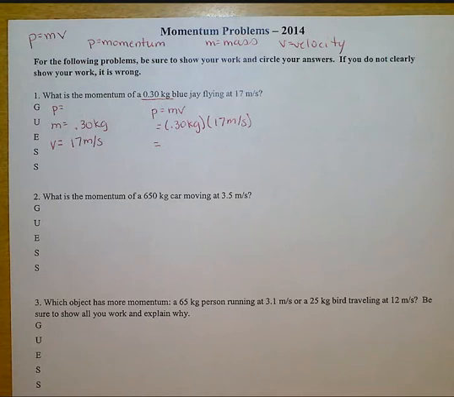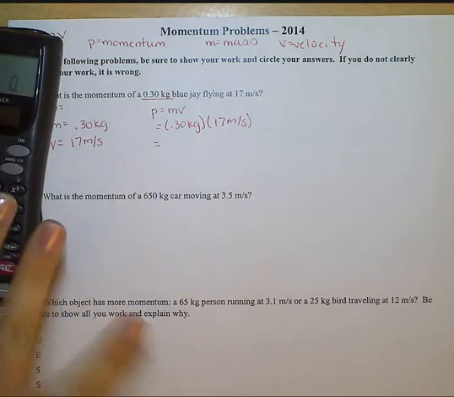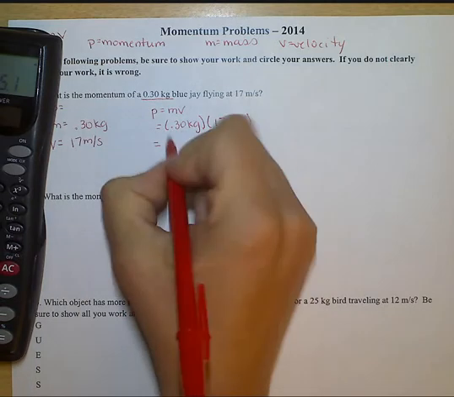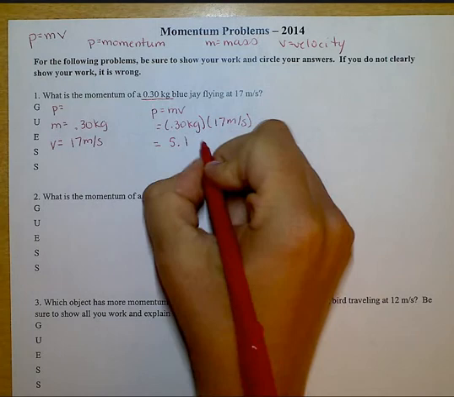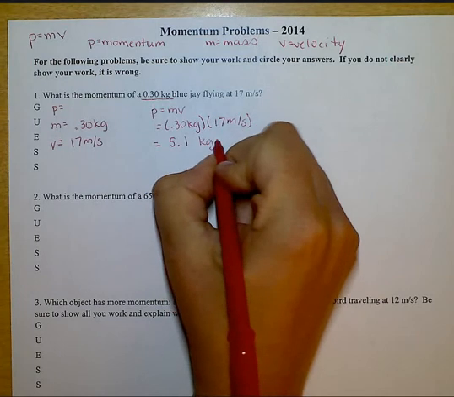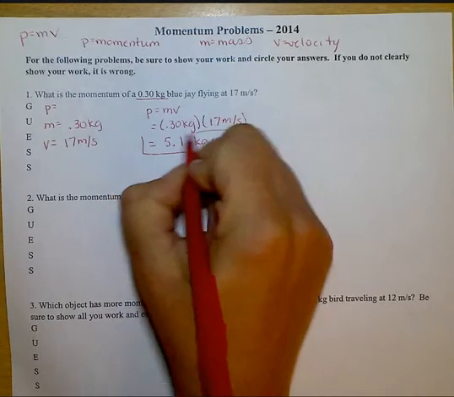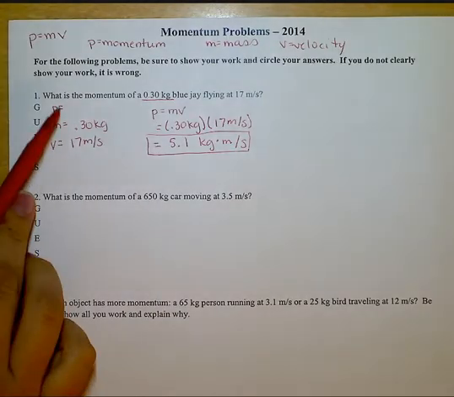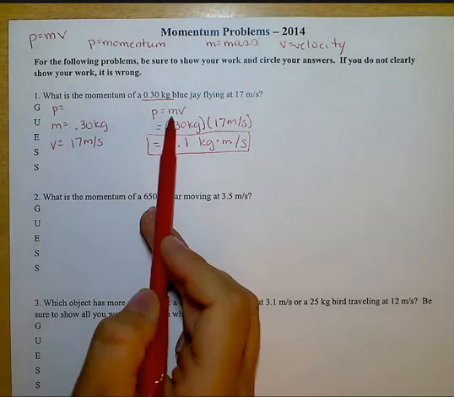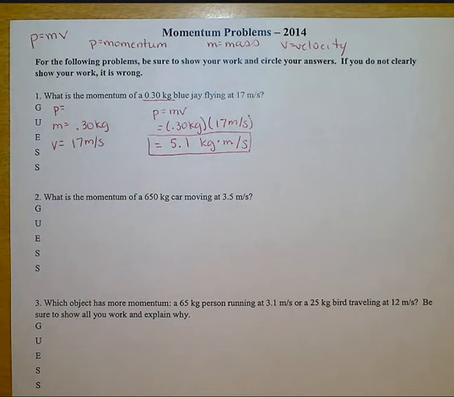I'm going to go ahead and punch that number into my calculator, and I get 5.1. This is going to be kilograms times meters divided by seconds, and I'll go ahead and identify my answer. So when I go back and check, I have my variables, I have my unknowns, I have my equation, I have my math, and I have a circled or squared answer. So number 1 is complete. Then I can move on to number 2.